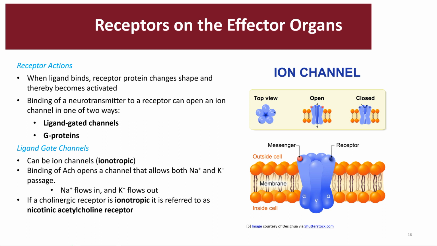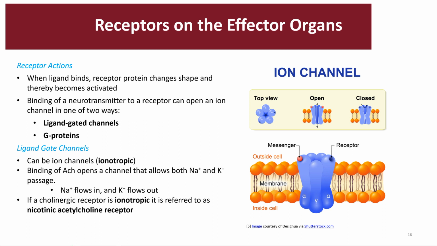The second type is called G protein. G proteins require intracellular proteins to be activated and an effector enzyme to turn on to create a second messenger. Ligand-gated channels can be called ionotropic. For example, binding of acetylcholine will open up both sodium and potassium channels, which allow the passage of sodium into the cell as potassium effluxes and exits the cell.